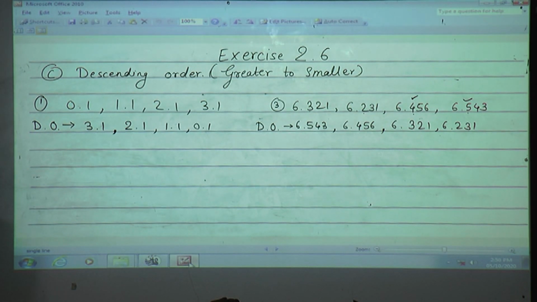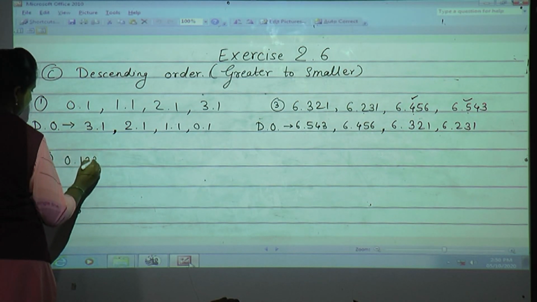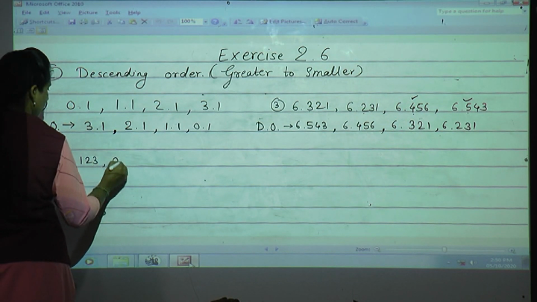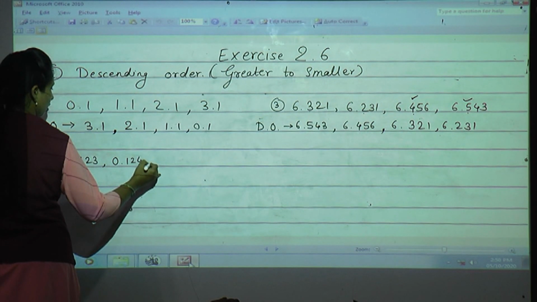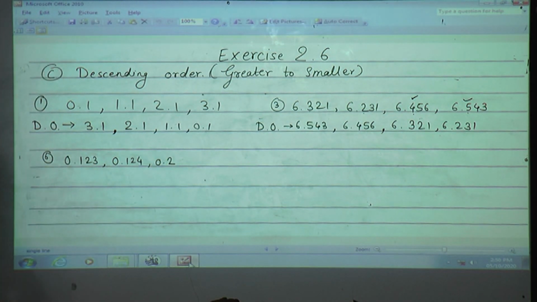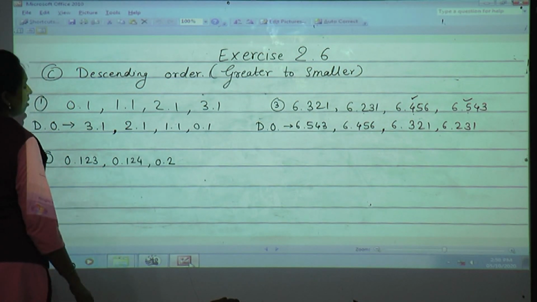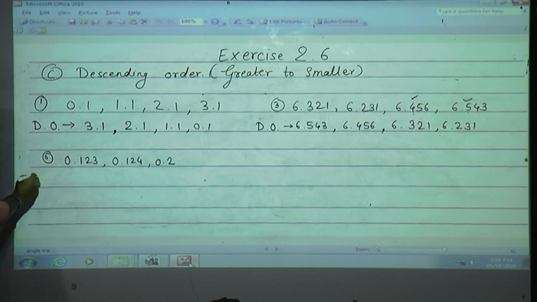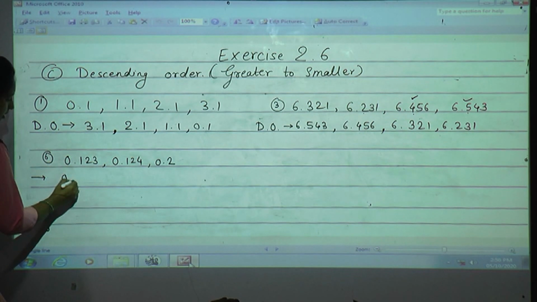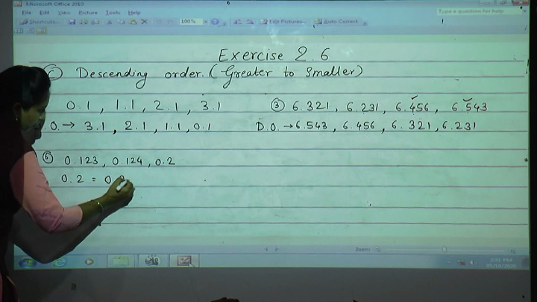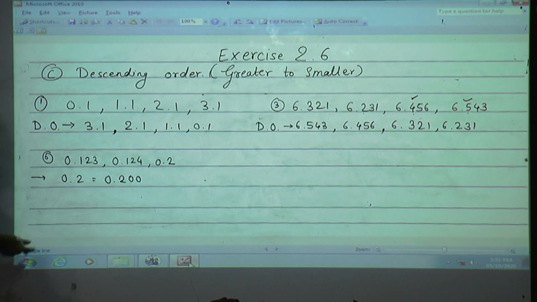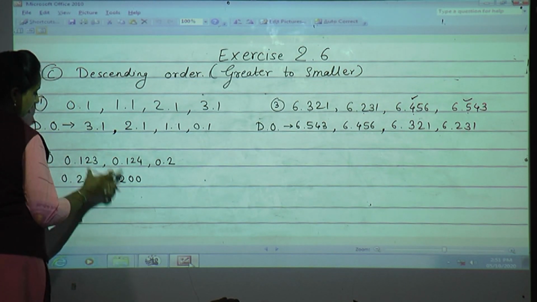Now last I will take the sixth one for you. What is the sixth one? 0.123, comma, 0.124, comma, 0.2. Now see students, after the decimal point, three places are there, and here one place. We need to convert first into like decimals. Okay, this only I will write. 0.2 means 0.200. Okay, now you need to compare these three numbers.